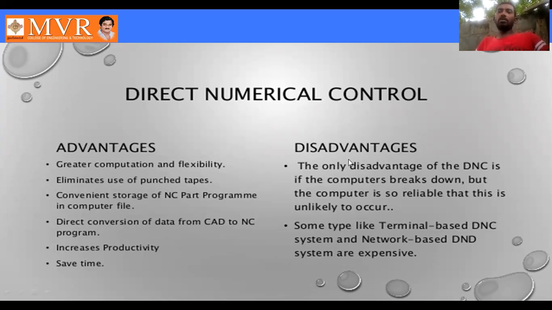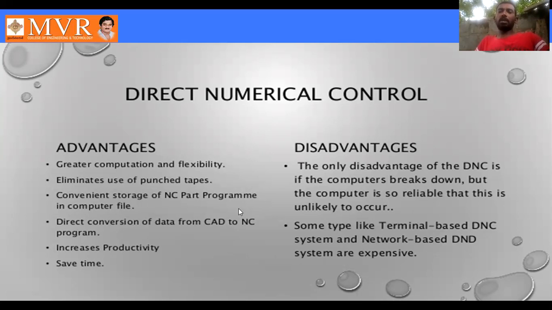Now, these are the disadvantages. The only disadvantage of DNC is that the computer breaks down, but computers are so reliable that this is unlikely to occur. For example, if the computer suddenly breaks down, the total production will suddenly be stopped. That is one of the drawbacks or disadvantages of direct numerical control.